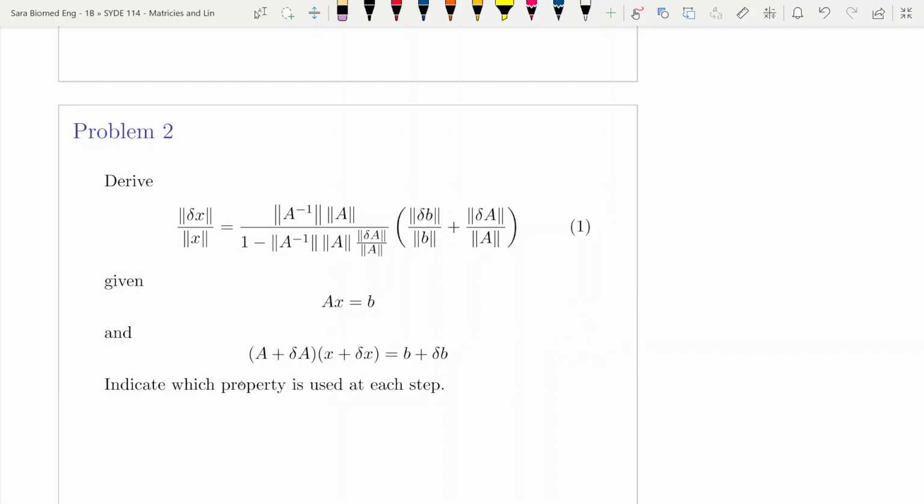I can't either, to show this process, like how we use different properties. So it's okay, it's not going to show in the exam, but it's still good that you know how to do it.